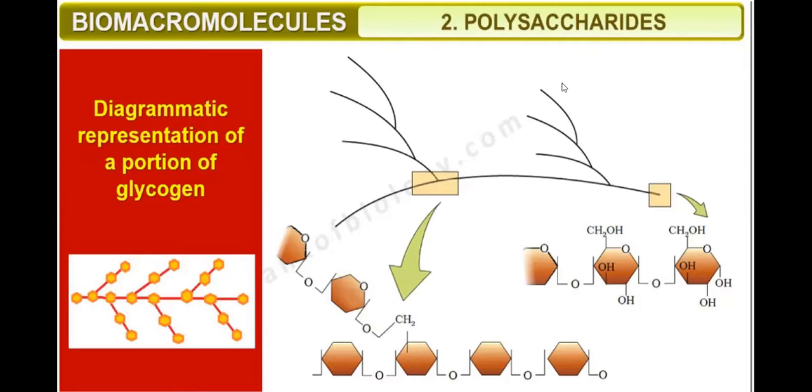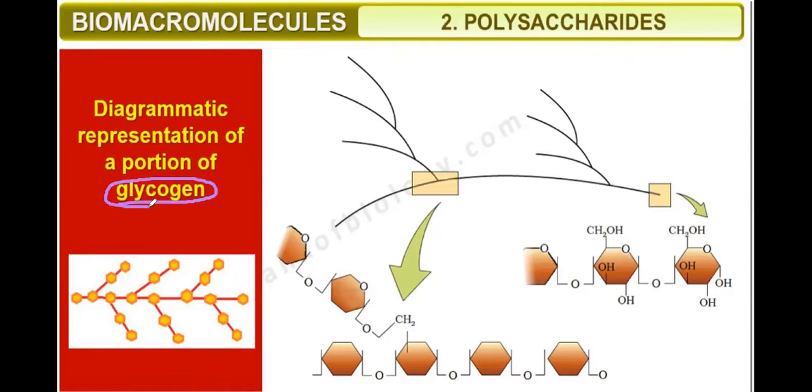This is a diagrammatic representation of a portion of glycogen. Here there is a branch. So here if you see, there is a branch. This is a straight chain: one saccharide, second saccharide, third saccharide, fourth saccharide. Then this branch is connected with this. This is one sugar. So this is called a branch chain. This is a glycogen molecule.